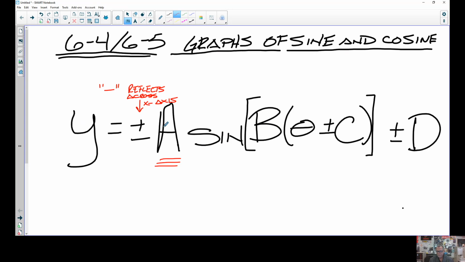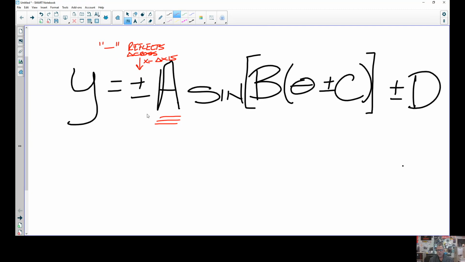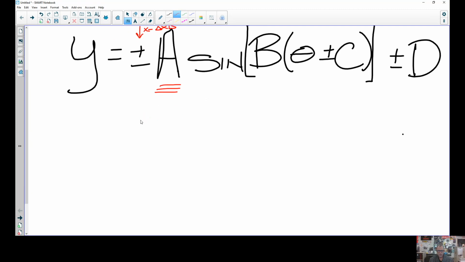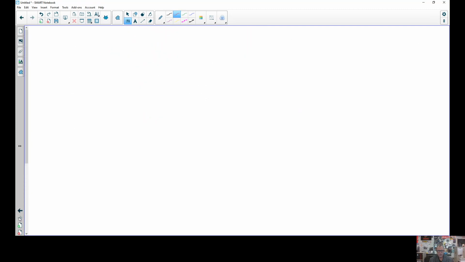But I want to deal with A. When A is a value other than 1, we are going to see some changes. So I'm going to go to a new page that we're just going to label what happens when we have y equals A sine theta. What's going to happen to our graphs and things of that sort?